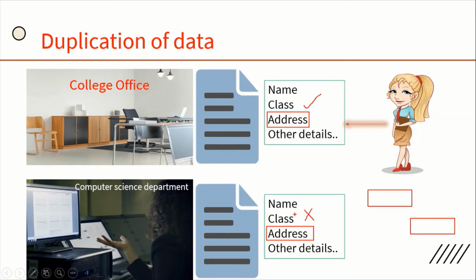So that's what we call data inconsistency. Inconsistency means data is showing something here, and it is showing something different there because it is not updated. So this is a problem with the file based approach.